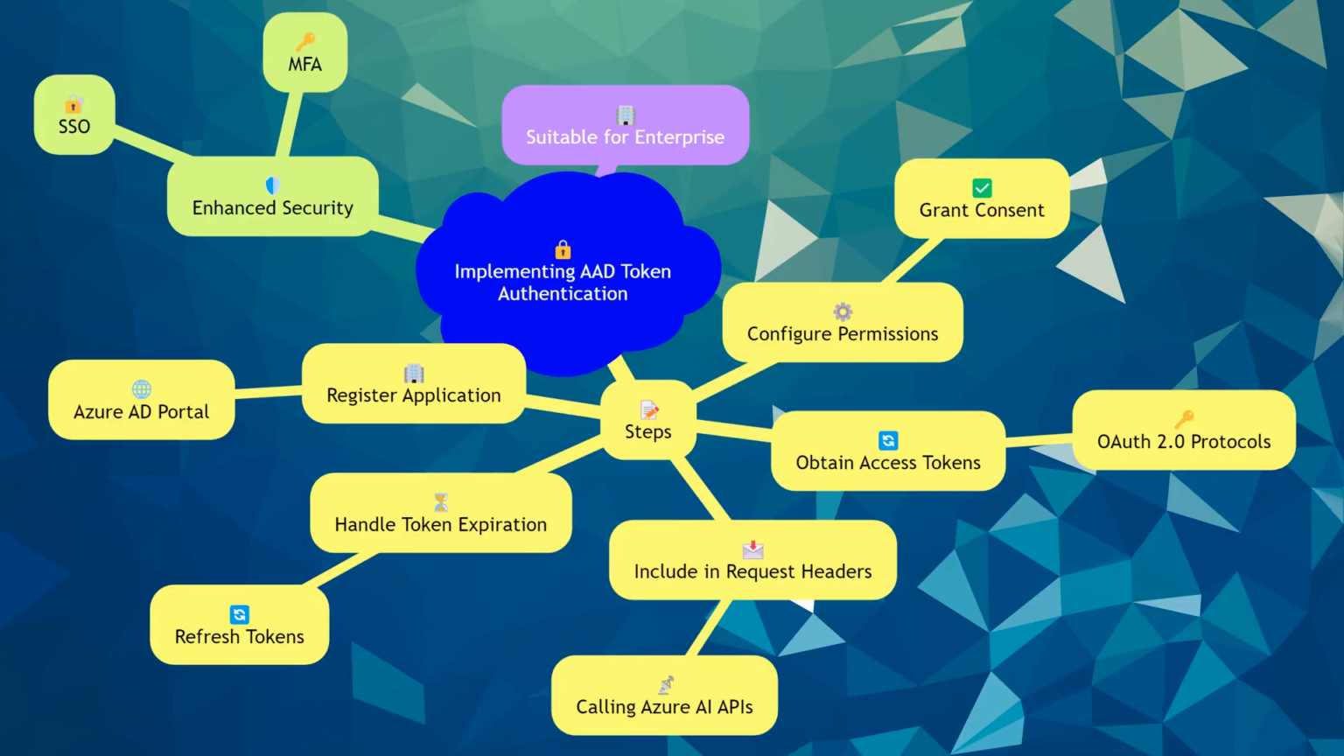Implementing AAD token authentication involves several steps. First, register your application in the Azure AD portal. Next, configure the necessary permissions and grant consent. Use OAuth 2.0 protocols to obtain access tokens, which can then be included in the request headers when calling Azure AI Service APIs. Ensure that your application handles token expiration and refreshes tokens as needed. Implementing AAD token authentication provides enhanced security features such as SSO and MFA, making it suitable for enterprise applications.